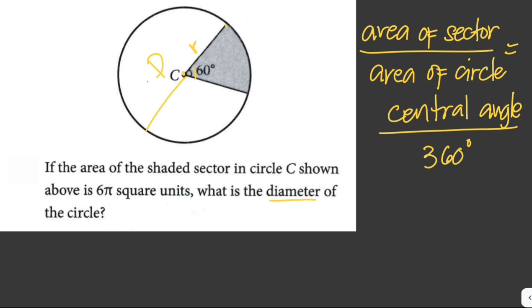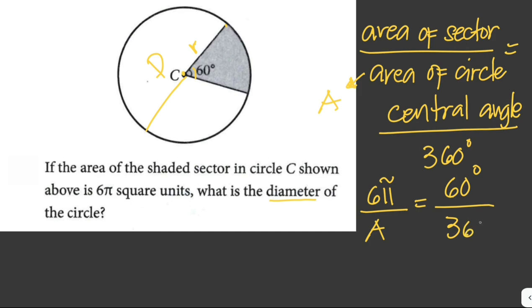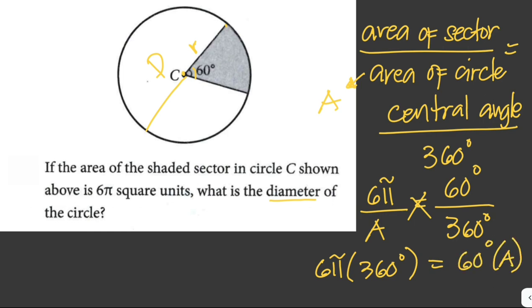Now we can plug in all the values given. The area, we can call this A. Let's say the area is A. So area of the sector is 6 pi units over A equals the central angle is 60 degrees over 360 degrees. Now we cross multiply, we get 6 pi times 360 degrees equals 60 degrees times A.